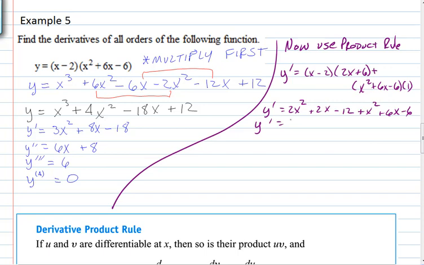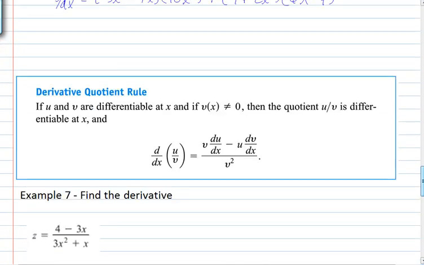Cleaning this up and combining like terms is 3x squared plus 8x minus 18. Well, what do you know? It's the same thing we had over there. I just wanted to prove to you the product rule works. So you're convinced. That's all I needed you to be, was convinced.